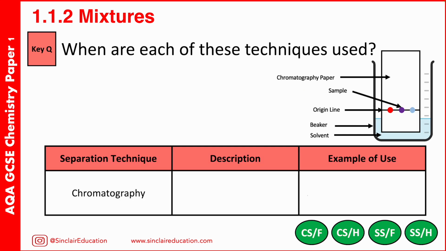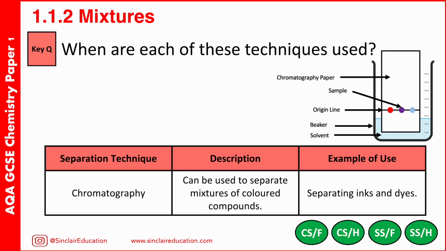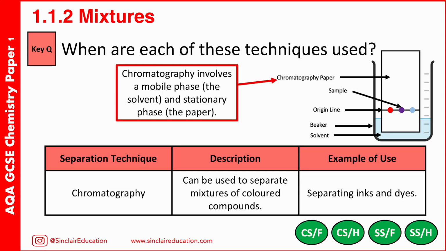Chromatography also has a bigger feature on your paper too, but gets mentioned early on here in the specification. Now this is used to separate mixtures of coloured compounds, and predominantly we can use this to separate inks and dyes. This works because the chromatography has a mobile phase that the substance dissolves into, and it moves up the stationary phase, the chromatography paper.